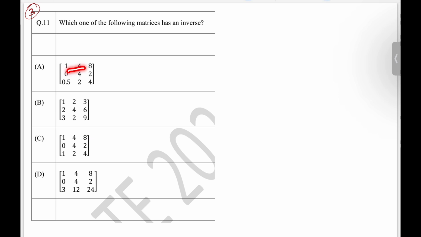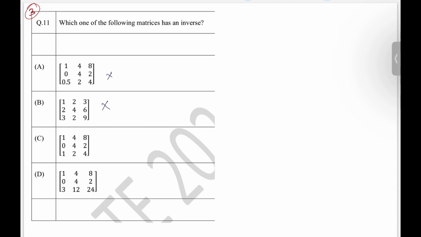And even if you have not found any dependency in the row vectors, then after that you just look quickly at the column vectors. Maybe in the columns you will quickly find the dependency, right? That is the first check you should do. So this will not be invertible. And the second matrix, you can just look at the rows 1 2 3, 2 4 6 and 3 2 9. If I multiply the first row by 2, you will get the second row: 1 times 2 is 2, 2 times 2 is 4, 3 times 2 is 6. So this matrix is also not invertible.